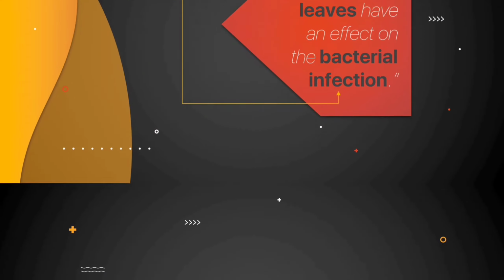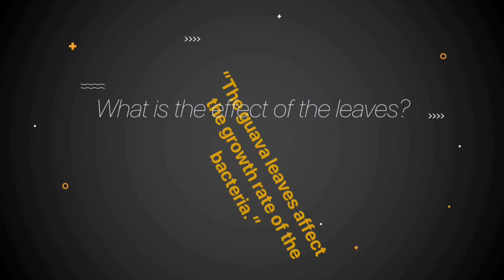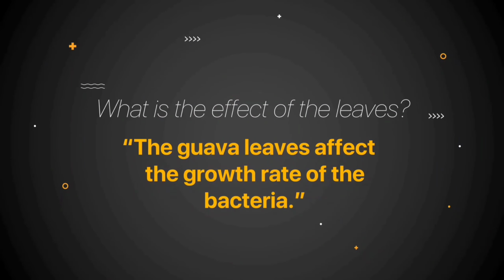There could be a follow-up question that can be asked, like, what is the effect of the leaves? To answer this, the hypothesis is enhanced by adding the possible outcomes based on the background of the research. Therefore, the hypothesis can presently be expressed as the guava leaves affect the growth rate of the bacteria.